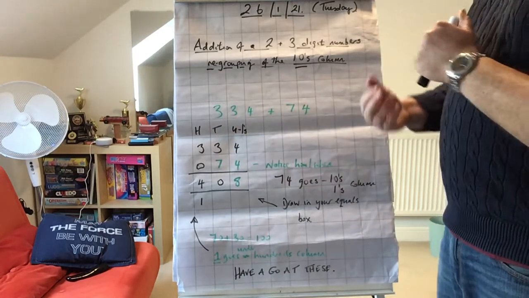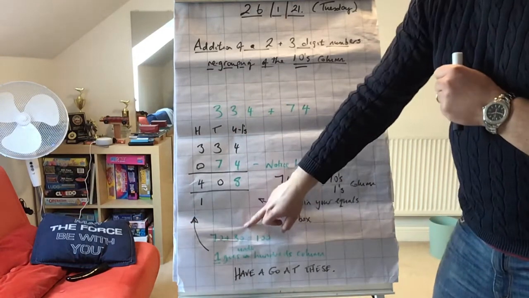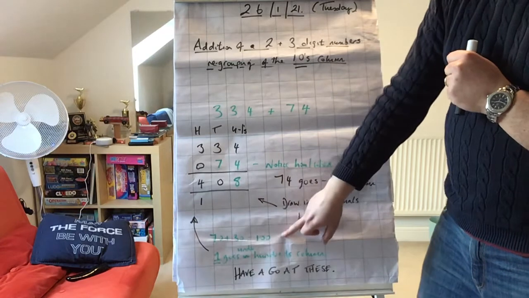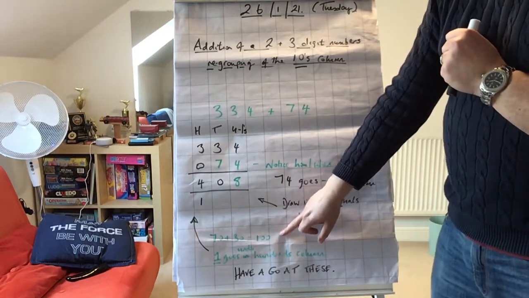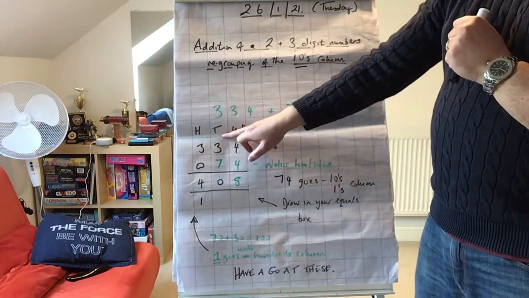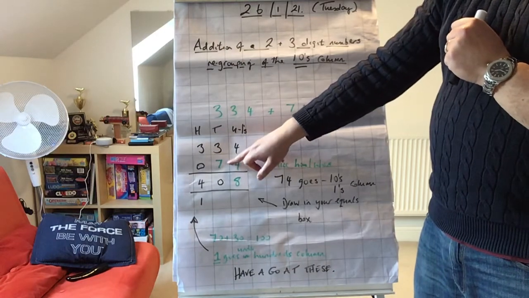Okay, so 10 tens are 100. So look what I've done down here. 70 add 30 equals 100. We should all be happy with that. This represents how many tens are in that number. This represents how many tens are in that number.